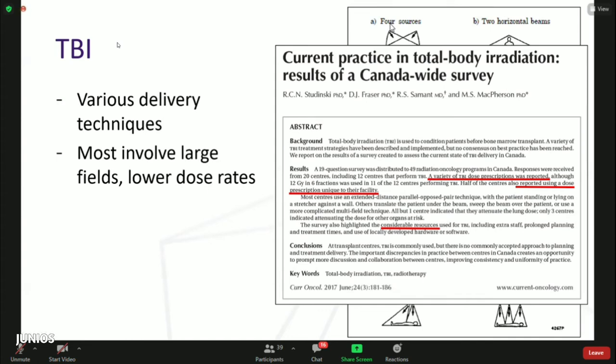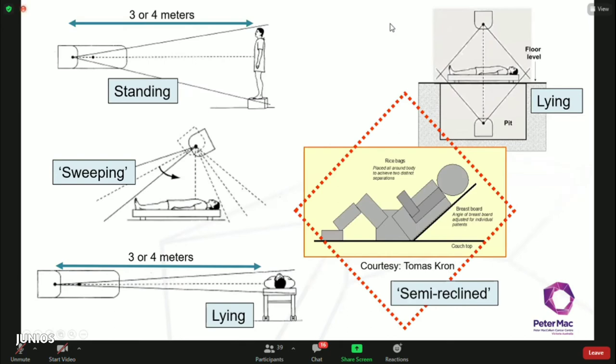So not only do we have a variety of prescriptions, but we also have different techniques. And of course, a lot of the papers will highlight the resource demands for a TBI service. So just putting graphically some of these different technology options, we can have standing TBI with a standard linac at extended source to surface distance. We can have a sweeping technique where the patient is static, but the beam is swept across the patient.